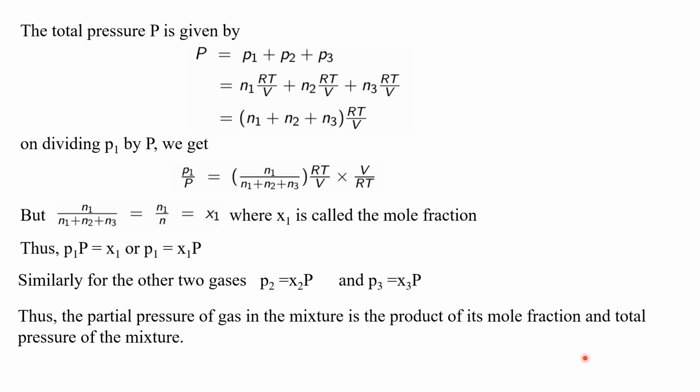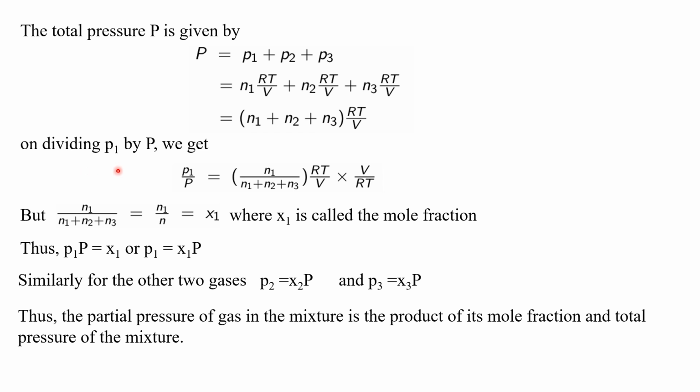So for the total pressure, we have to just add these three quantities P1, P2 and P3. If we add them, we get N1 times RT by V plus N2 times RT by V and N3 times RT by V. So we get N1 plus N2 plus N3 times RT by V.